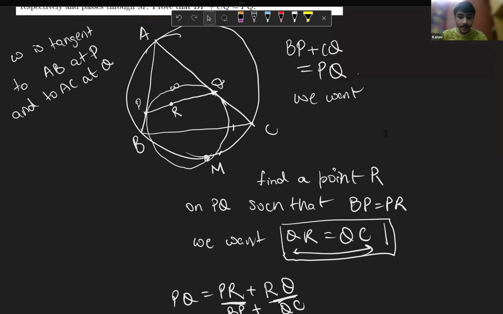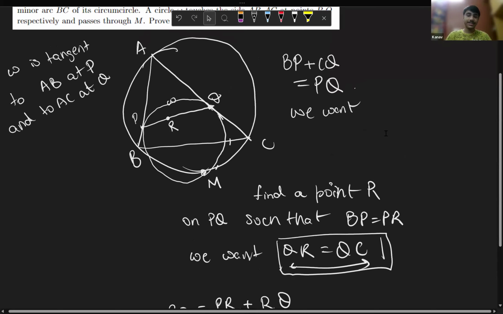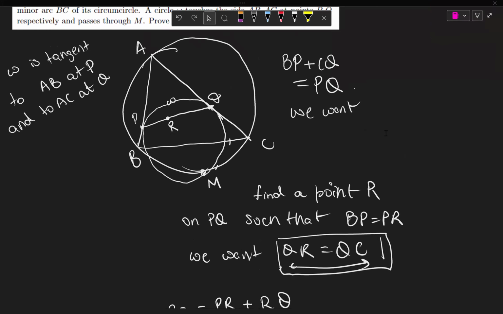I'd assume there are no questions. So this idea of finding a point R such that two lengths are equal and showing the third length is equal is very useful. And the reason I basically wanted to do this problem is this idea. Also, we can show that angle APQ is equal to angle AQP by equating both the angles to angle PMQ. That is perfectly correct as well.